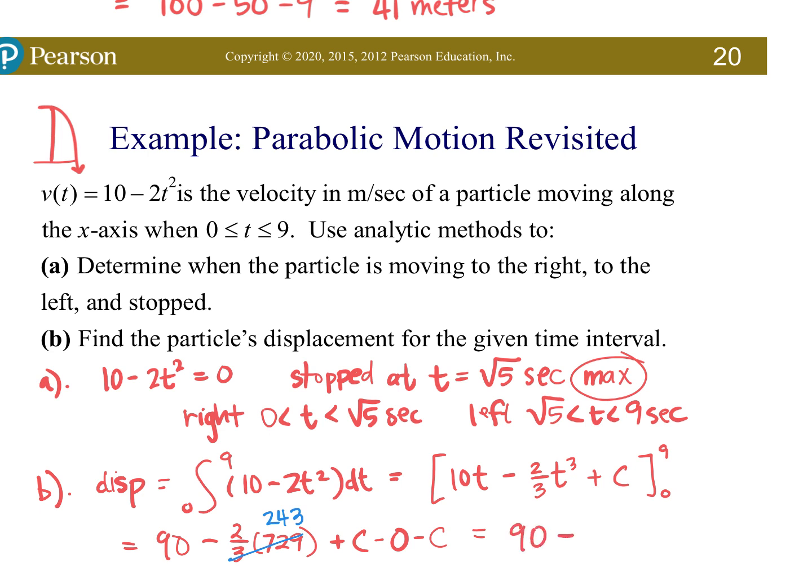So 90 minus 486. So this answer is going to be significantly negative. Okay, 90 minus 486. So 394 meters.